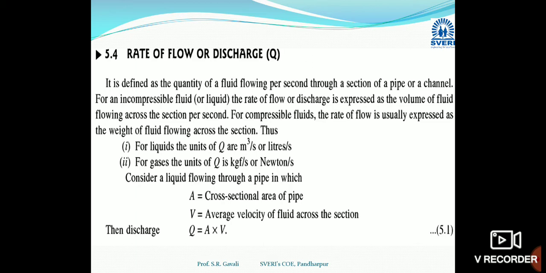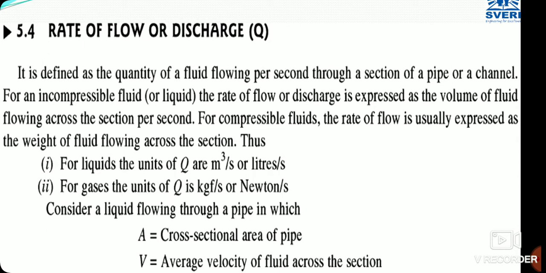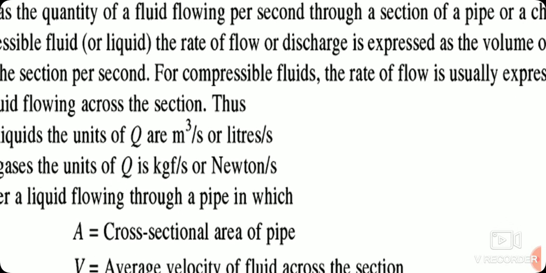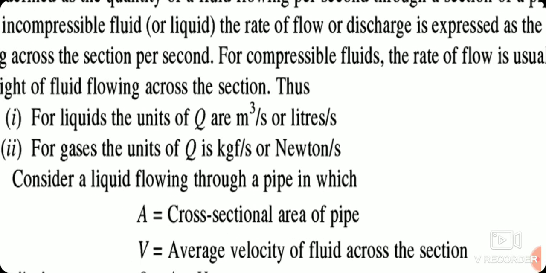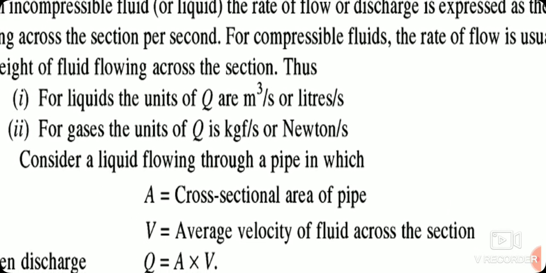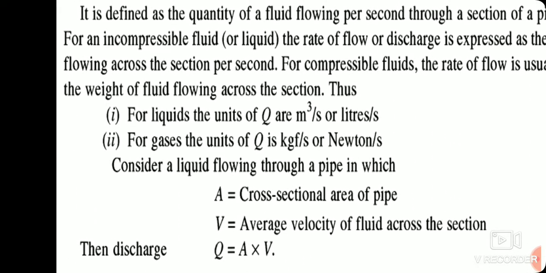Discharge, another name is rate of flow. This is nothing but the quantity of fluid flowing per second through a section of pipe or channel. For incompressible fluid flow, discharge is expressed in terms of volume of fluid flowing across the section per second. For compressible fluid, it is the mass or weight of fluid flowing across the section. For liquids, the unit of discharge is meter cube per second or liter per second, and for gases, it is Newton per second, or sometimes expressed in terms of mass per second.